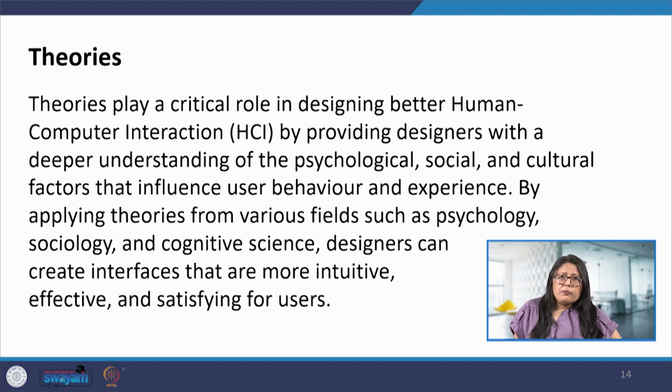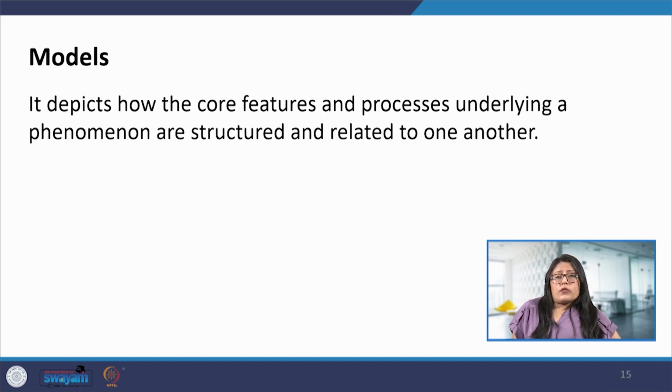One of the main benefits of applying such theories in interaction design is to help identify factors like cognitive, social, and others relevant to the design and evaluation of interactive products. So, using these theories, we can analyze and see whether the output is effective, or we need to check some other theory. Now, models are visual representations of an idea. They depict how the core features and processes underlying a phenomenon are structured and related to one another.